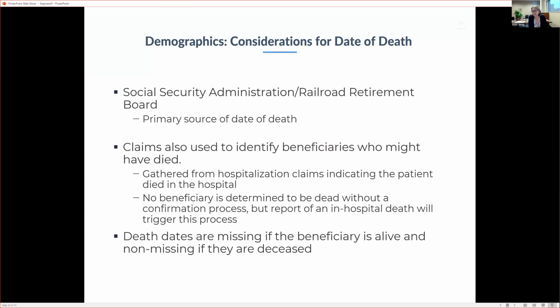In the data, death dates, but again, no one is declared dead until a death certificate is received. Because these are benefits, they don't want to turn off benefits until they are sure that it's actually correct. So death dates in the file will be missing if the beneficiary is alive, and they'll be non-missing if the beneficiary is deceased.